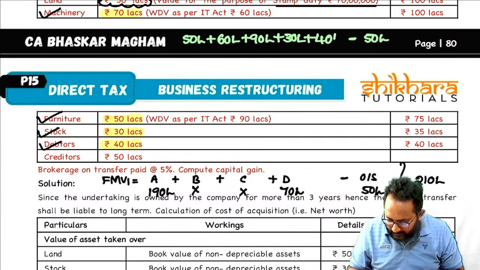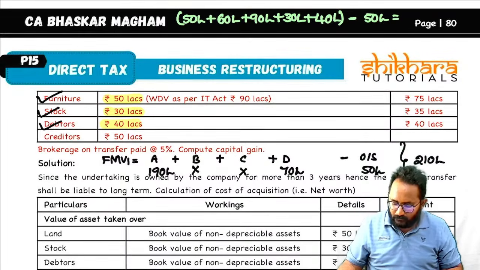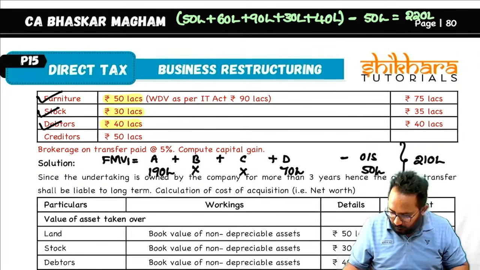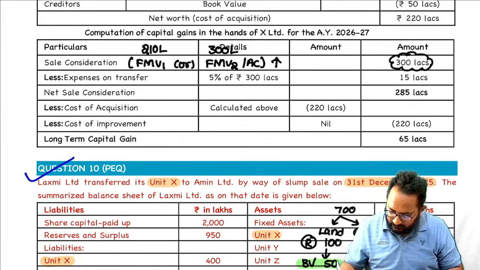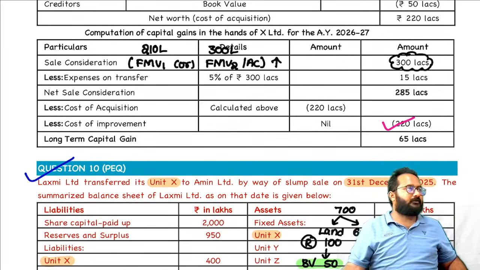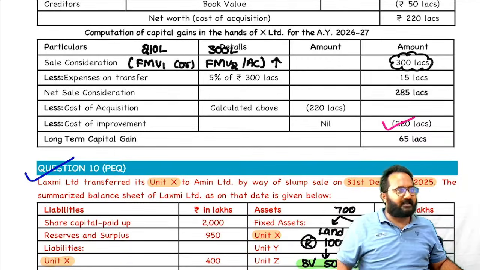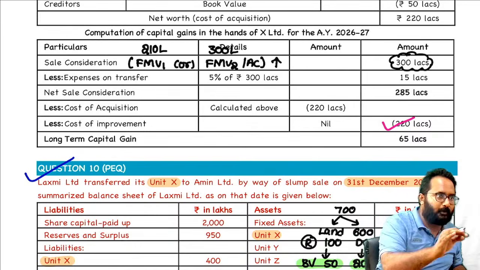Please summarize everything: how much net worth will you get? 220 lakh. So how much can we reduce? 220 lakh from this. Understood? So while doing the net worth, please think only about the net worth. While doing the FMV1, please think only about the FMV1.